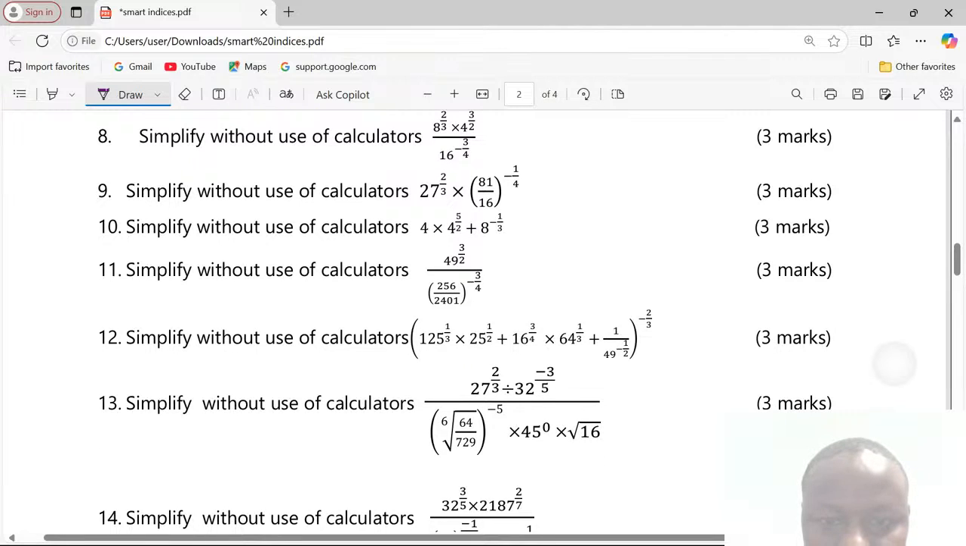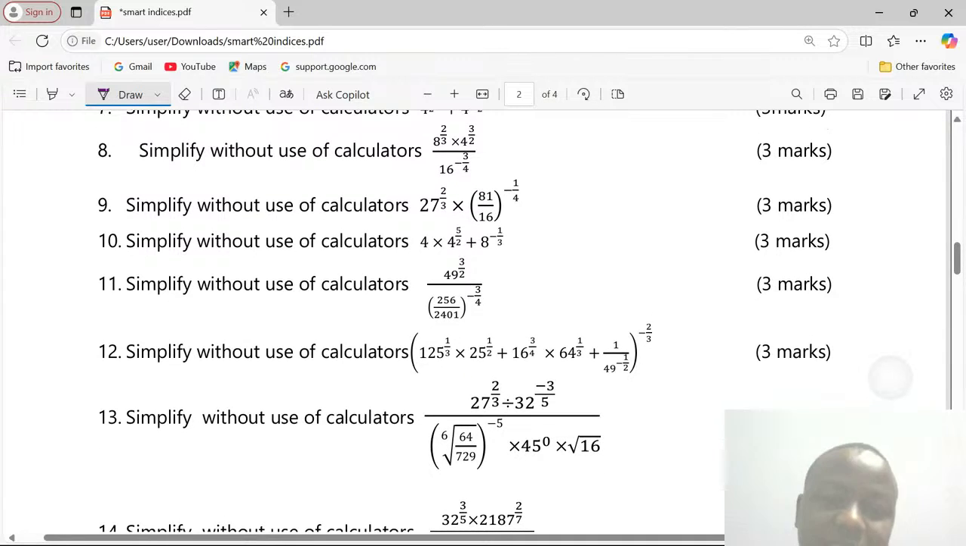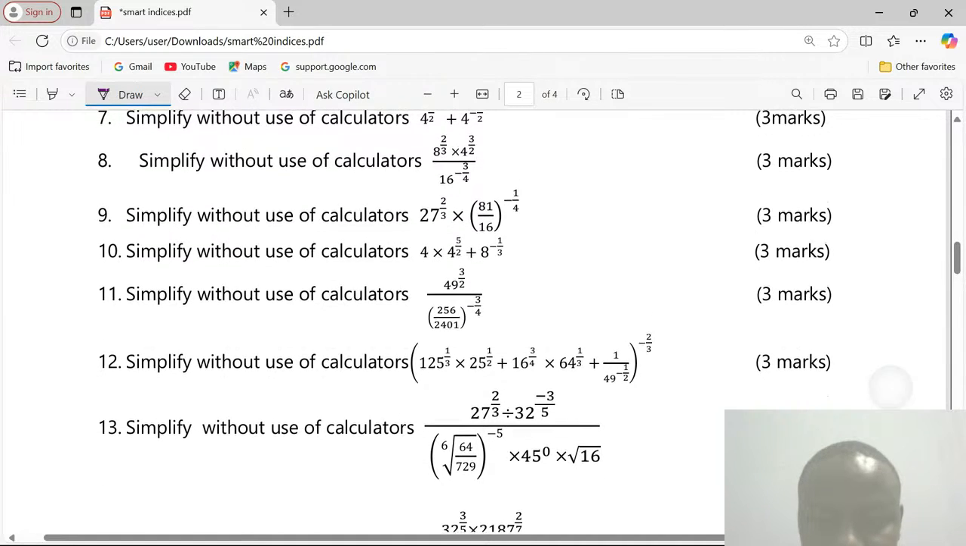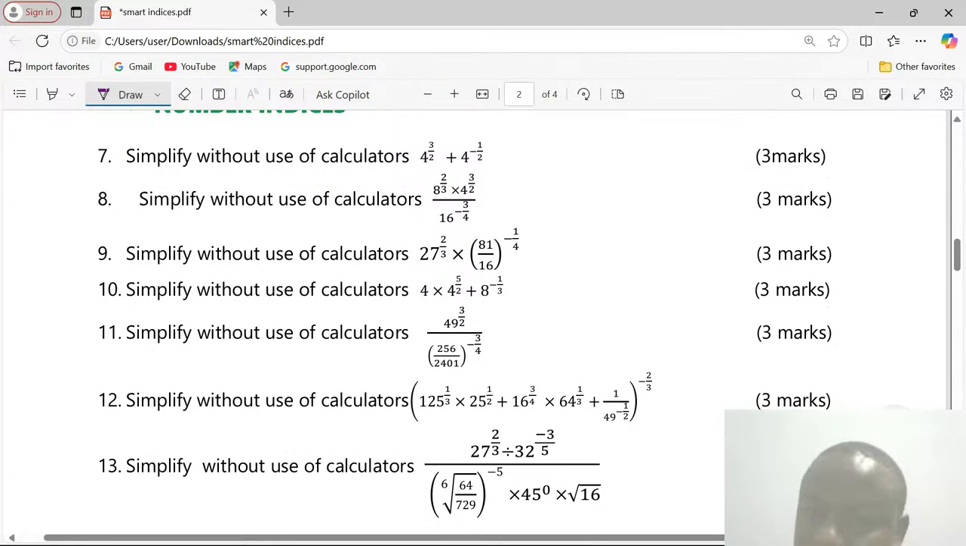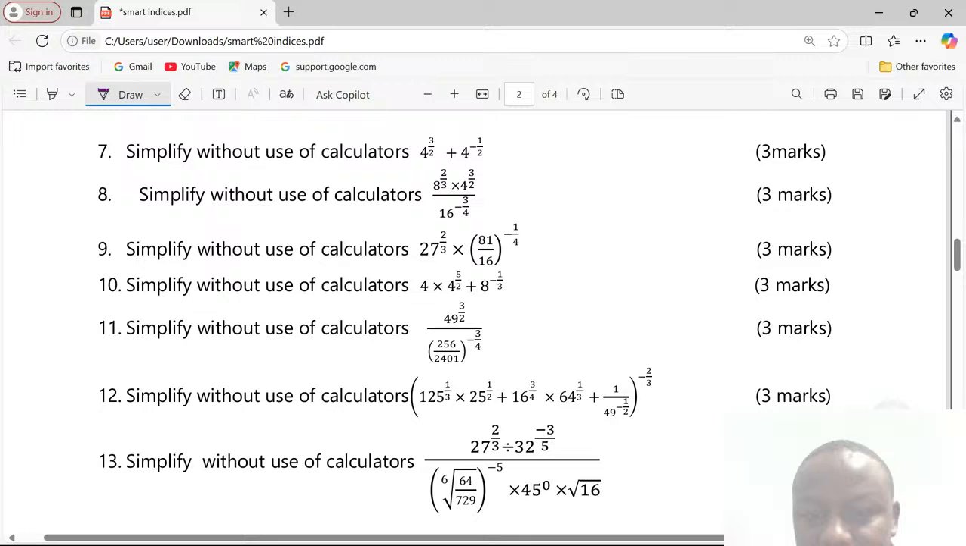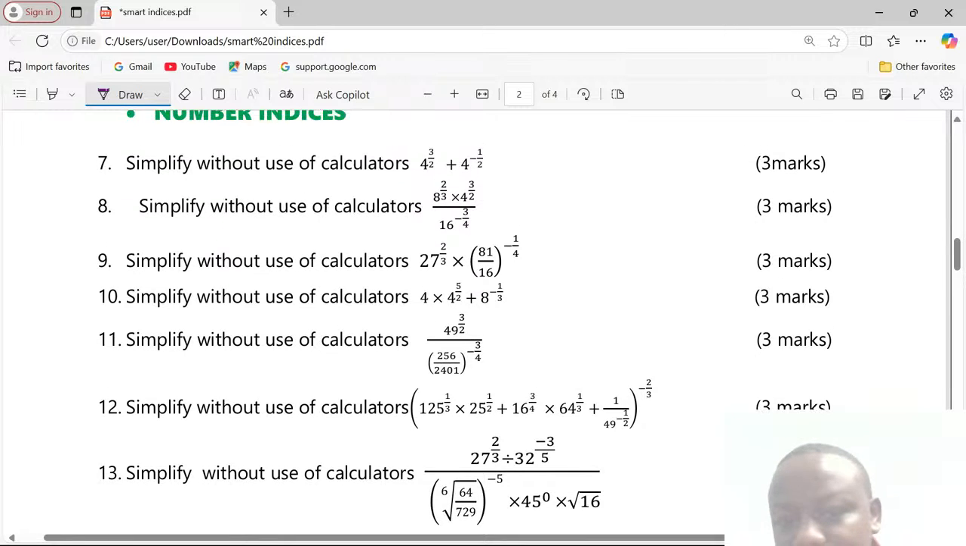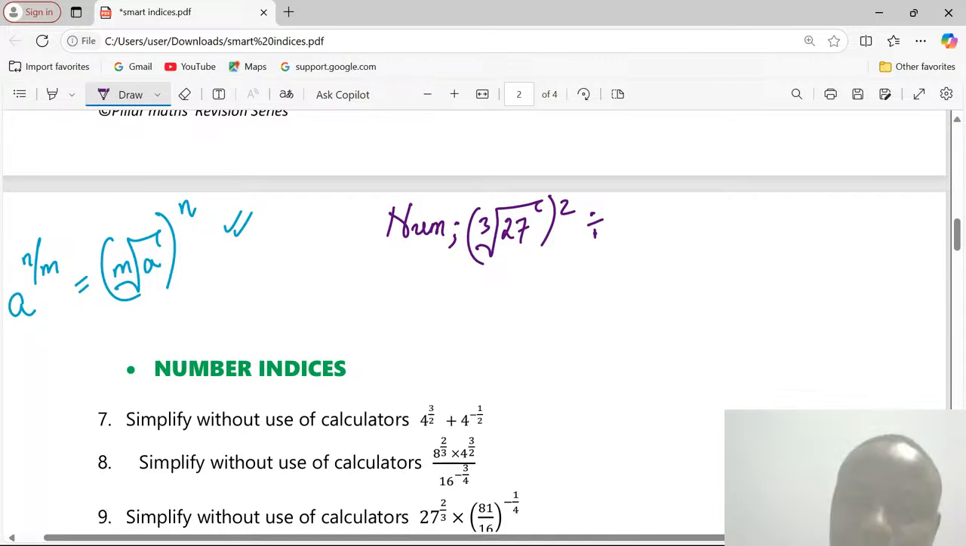Now the next is 32. Now, because of a negative 3/5, we should take what we call the negative law of indices. We make it 1/32. Then the power becomes positive. 1/32. Then the power is now 3/5. Let me finish up with the numerator first.